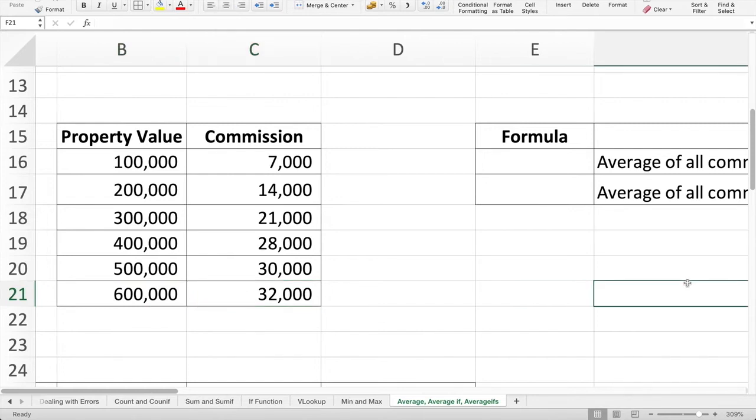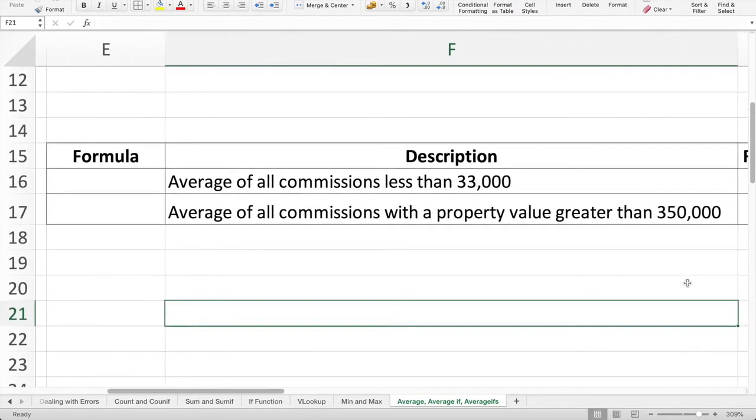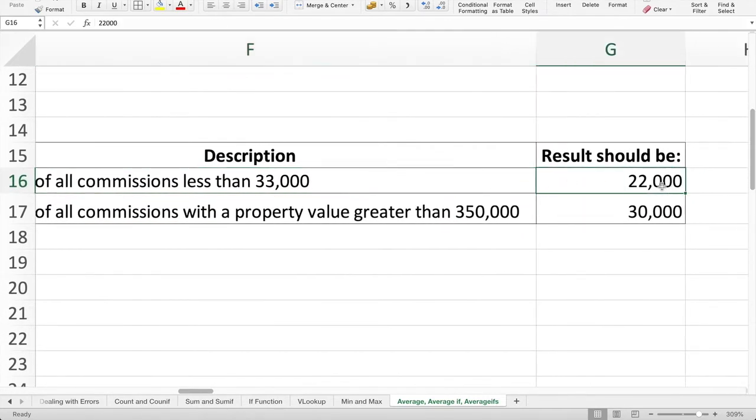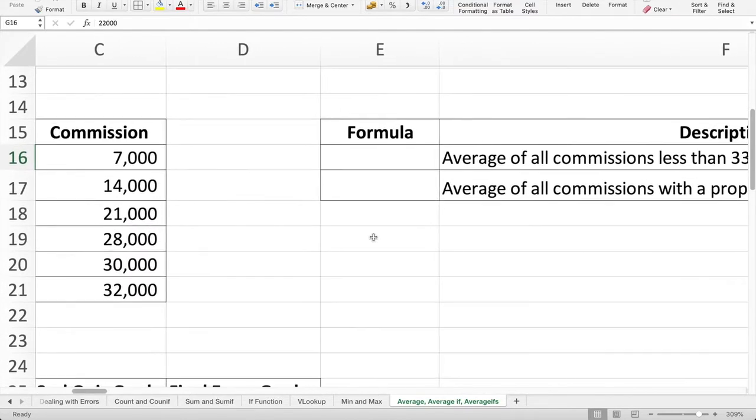Now, the goal is first, we must average all commissions less than 33,000. If we do that, let's have here our formula. If we do that, the result should be 22,000. Okay, so that's actually basic.